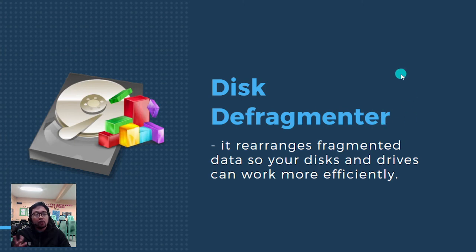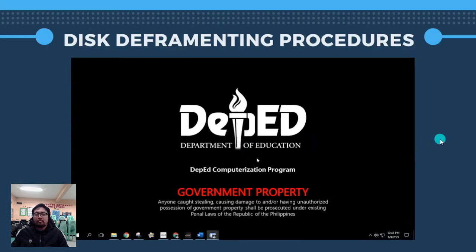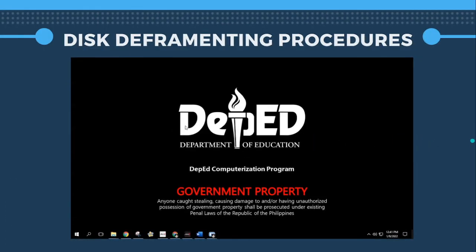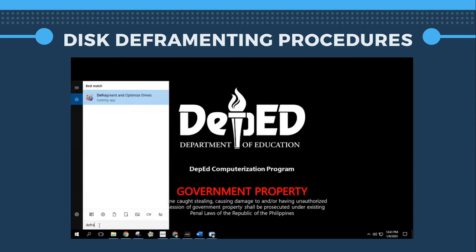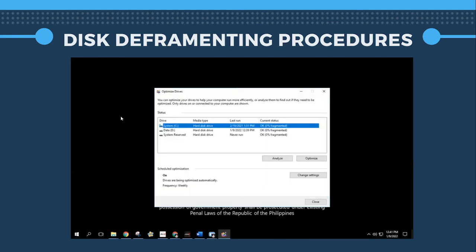Okay? So, ito yung kung paano mag-open naman ng disk defragmenter. In this part, we're going to perform defragmenting. Okay? So, to do that, click start or click the search bar and then type defrag. Then you're going to click defragment and optimize drive. Okay? So lalabas dito yung available drives na meron tayo. So we have drive C and then we have the drive D.